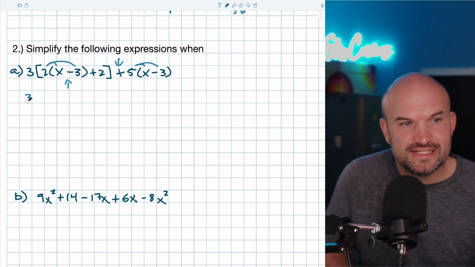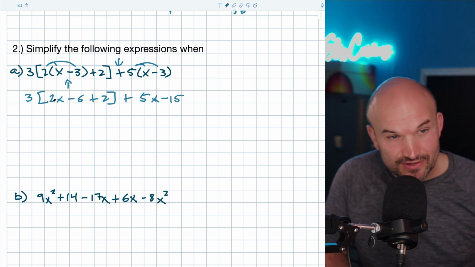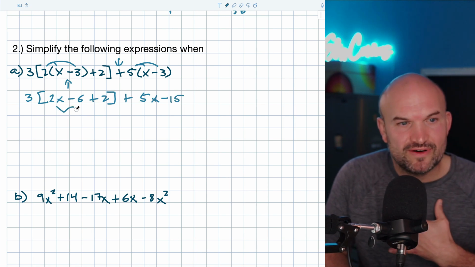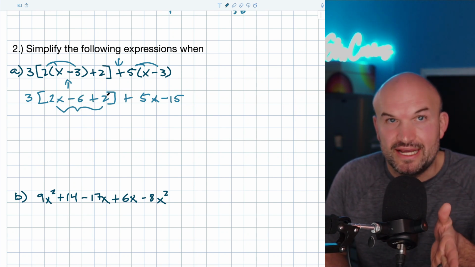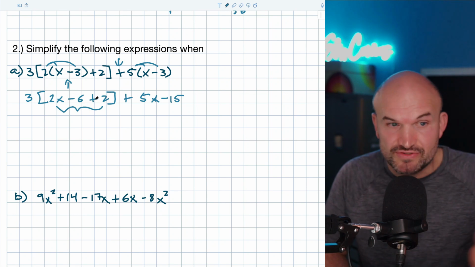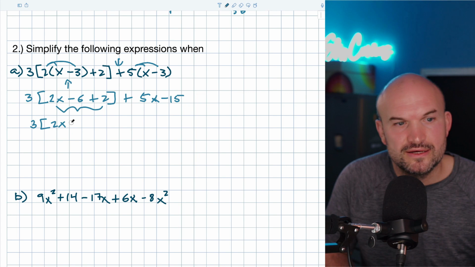All right. So in this case here, I'm going to have a 2 times x, which is a 2x minus a 6 plus a 2. And then plus here, this is going to be a 5x minus a 15. Now again, I want to simplify what's inside this parenthesis. The only thing I can combine here is the -6 and the +2, which is going to give me a -4. So therefore, I have a 3 times a 2x minus 4. And then here it's just going to be a plus a 5x minus a 15.